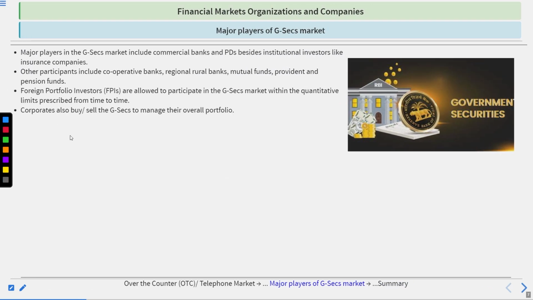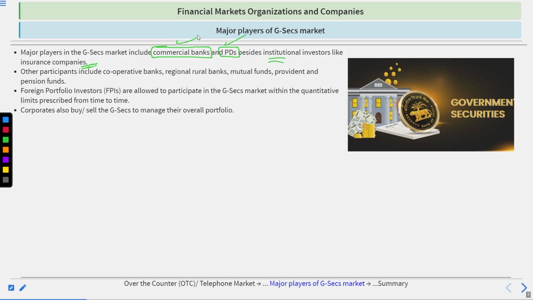If we talk about the major players of the GSEC, the government securities markets, they include commercial banks, primary dealers, besides institutional investors like insurance companies. Now you can say, we understand the PDs, the investors, the insurance companies, but why are the commercial banks participating? Why are they not lending the amount which they have in the form of deposits? They are not lending it, but they are buying the GSEC.